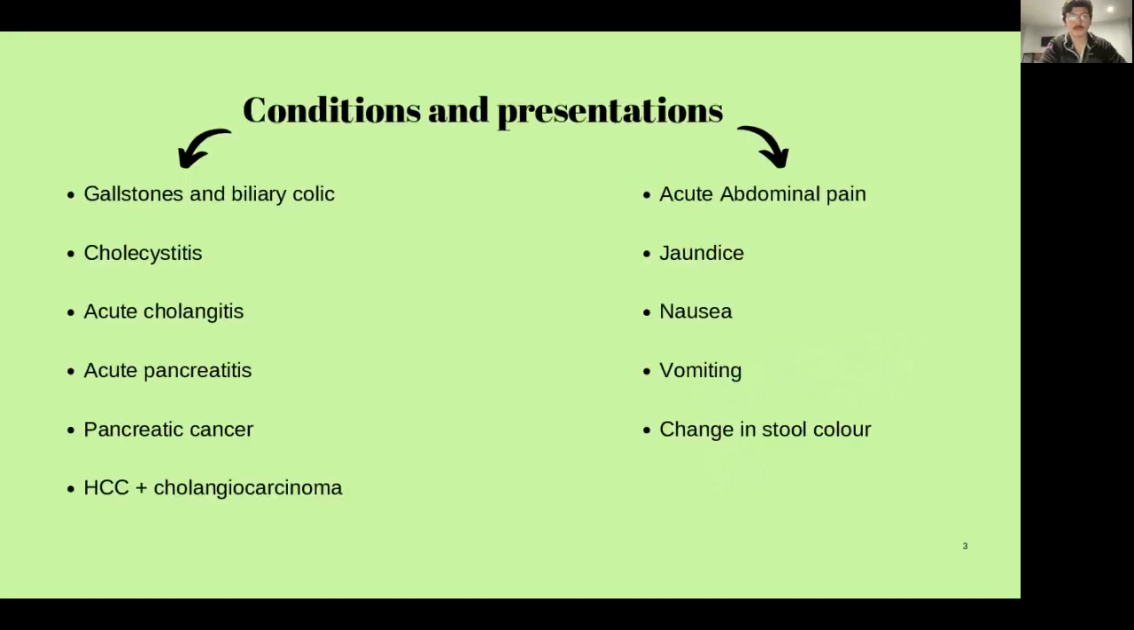Okay, so based off the UK MLA content map, here are some of the things we're going to cover. All the gallstones and the cholecystitis, the biliary pathology, pancreatitis, a couple of the cancers as well, and then the presentations. So things like abdominal pain, jaundice, change in stool colour, nausea and vomiting.